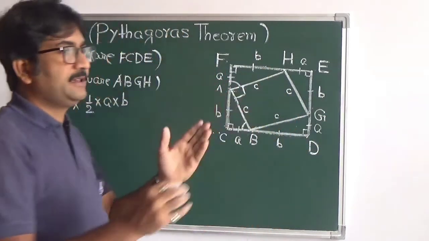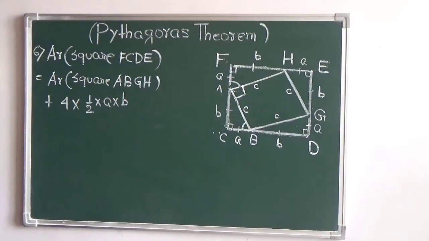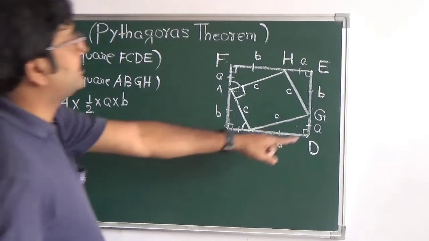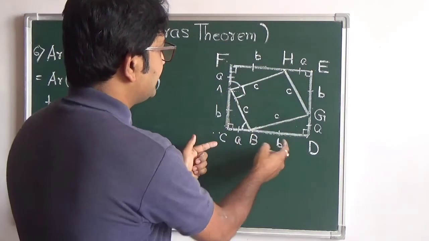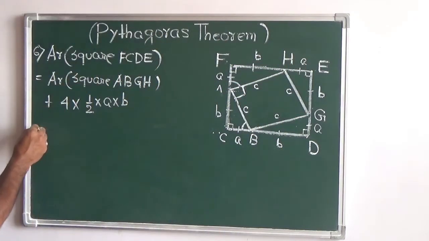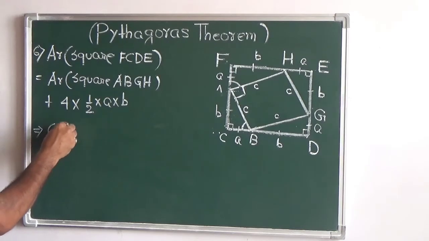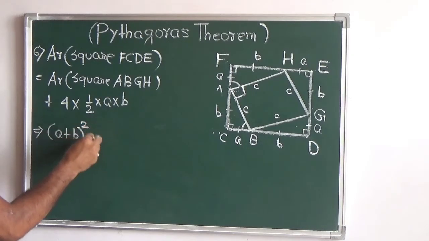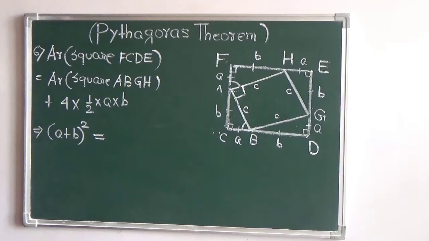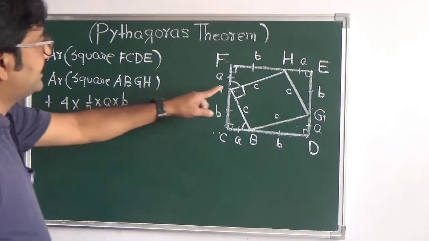FCDE. Now what is the area of a square? Area of the square is given by side square. Now what is the side of this bigger square? FCDE, A plus B. So area of this square you can write here A plus B whole square, that is side square.